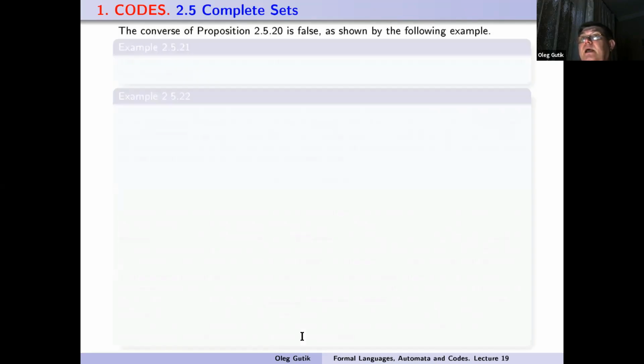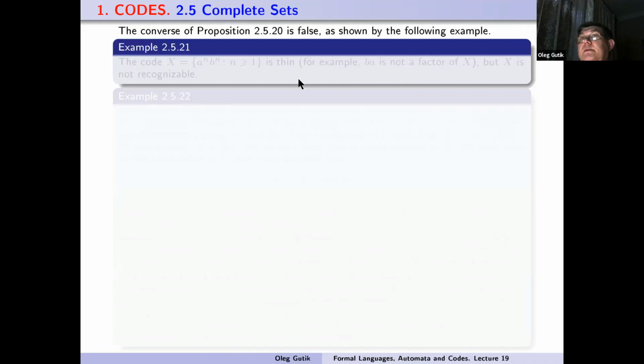2.5.20. The converse of Proposition 2.5.20 is false, as shown by the following example. Example 2.5.21. The code X, which consists of the words of the form a to the power n, b to the power n, where n is a positive integer, is thin. For example, ba is not a factor of the set X, but X is not recognizable.